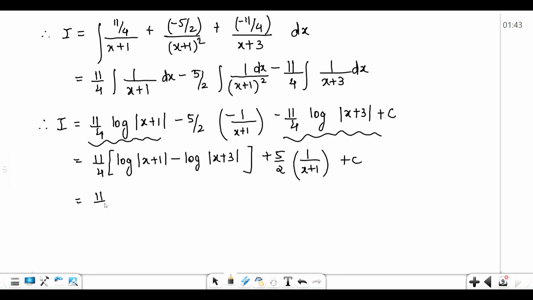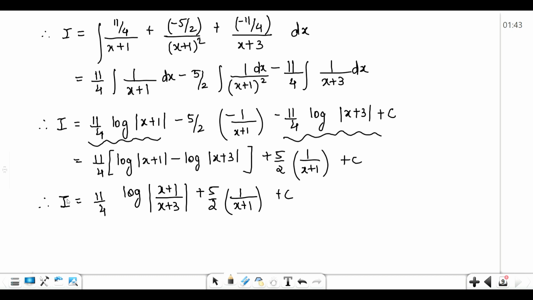Now here we can apply the log property, log of x plus 1 minus log of x plus 3, that will give you log of x plus 1 upon x plus 3 plus 5 upon 2 times 1 upon x plus 1 plus c. So this is the value of I that we get.